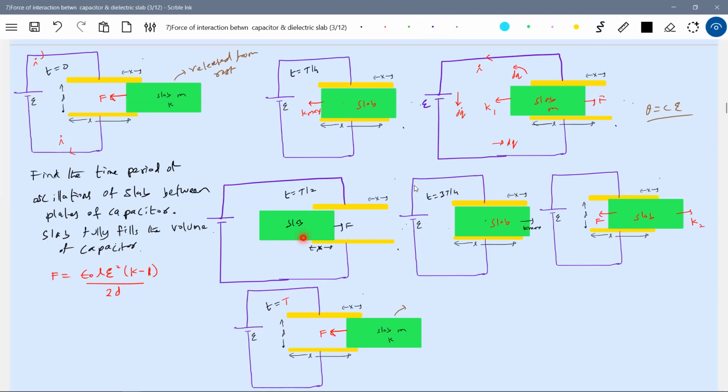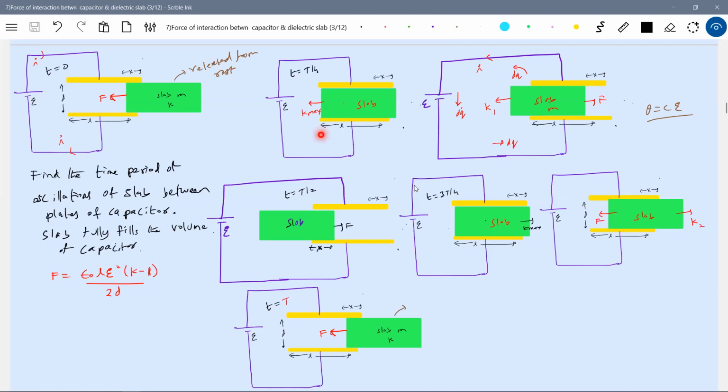It will come to instantaneous rest. The slab will come to instantaneous rest. Then again, as it starts moving, how will the charge flow in this direction? So now you can look at this. Here again, what's happening to it?